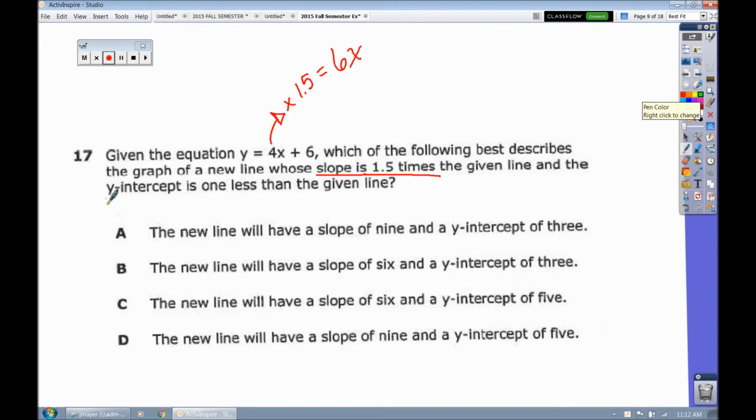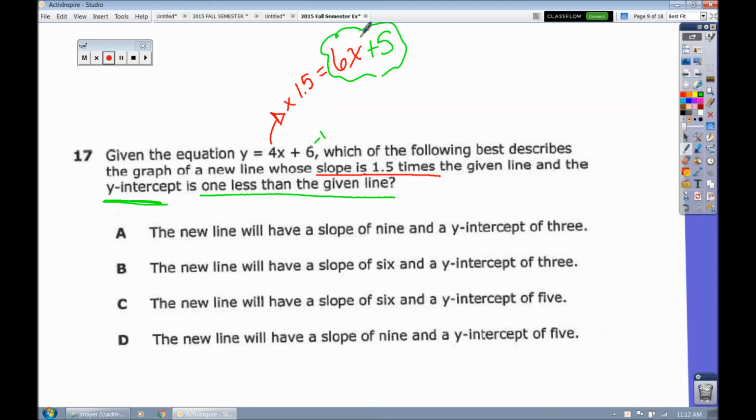And the y-intercept, so that's this number here, the positive 6, the y-intercept is 1 less than. So we're going to subtract 1. 6 minus 1 would just make that 5. So here's our new equation, 6x plus 5. So let's figure out which one of these matches up.